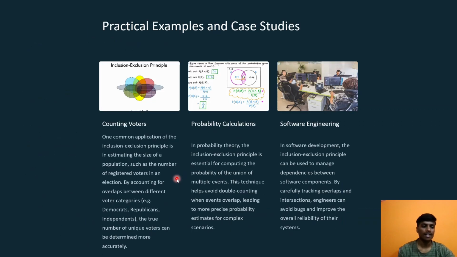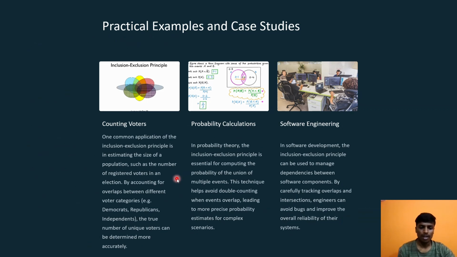Practical examples and case studies. Here we have three practical examples: counting voters, probability calculations, and software engineering. One common application of the inclusion and exclusion principle is estimating the size of a population, such as the number of registered voters in an election, by accounting for overlaps between different voter categories.